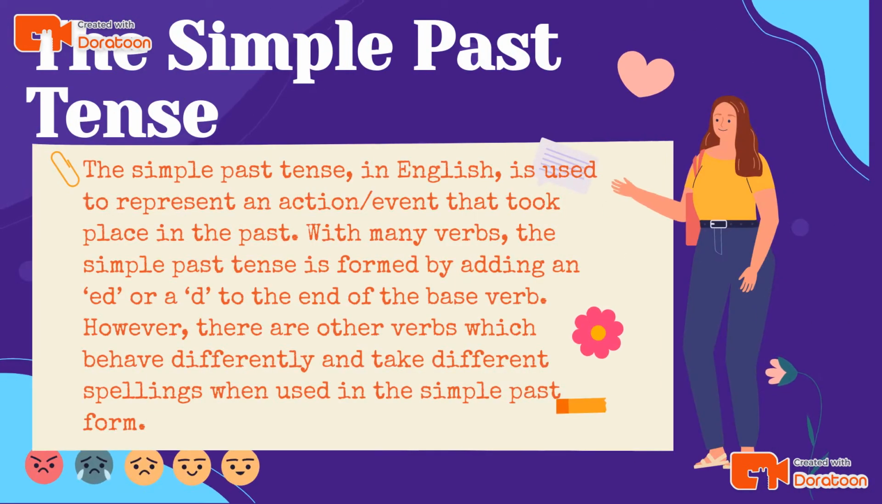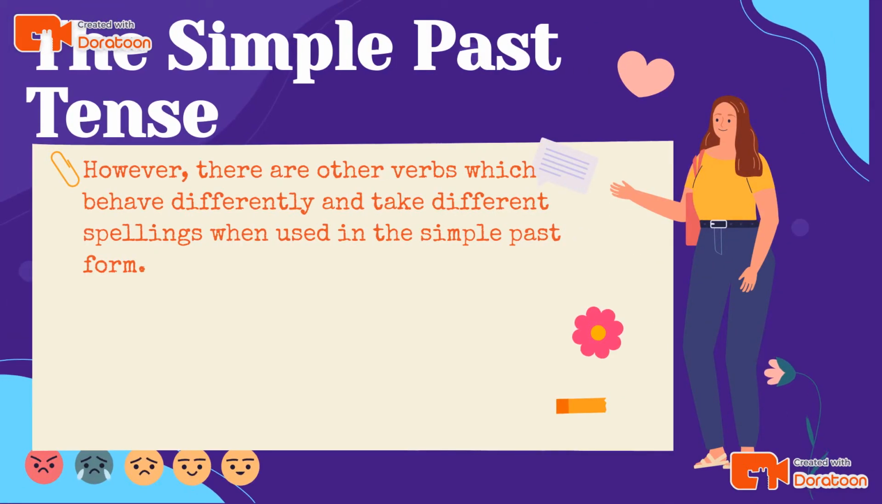First, the simple past tense. The simple past tense in English is used to represent an action or event that took place in the past. With many verbs, the simple past tense is formed by adding an ed or a d to the end of the base verb. However, there are other verbs which behave differently and take different spellings when used in the simple past form.